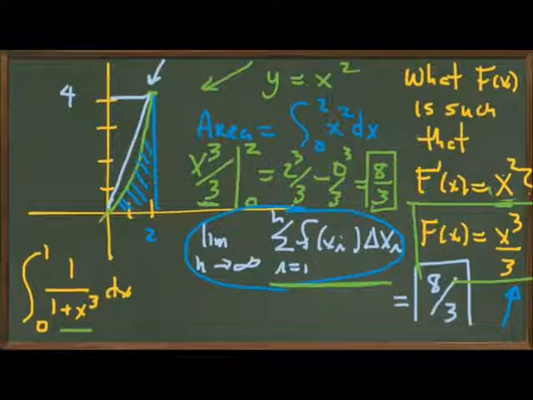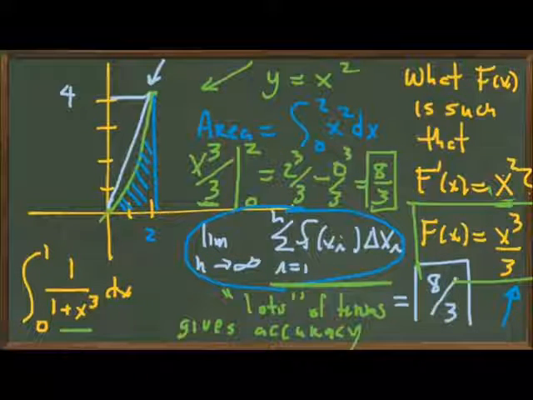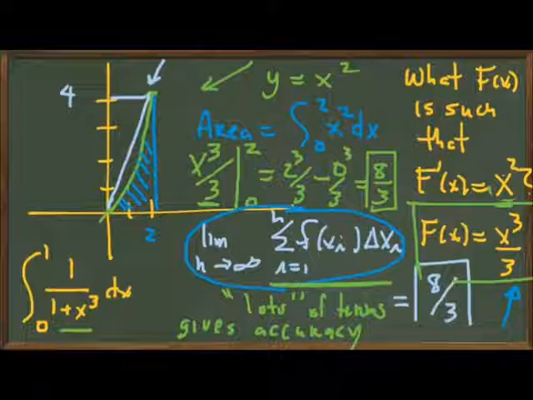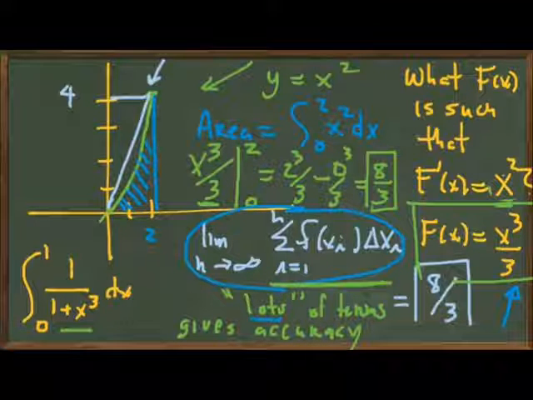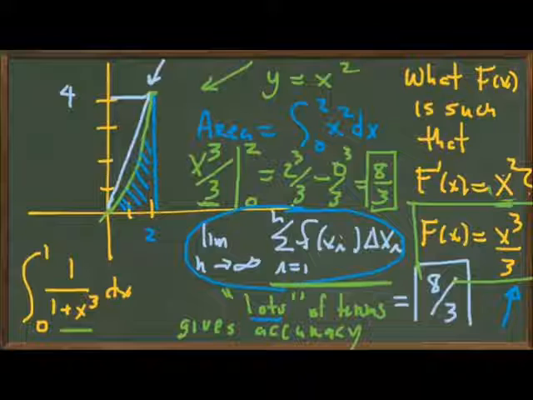We're not generally going to be able to take the limit as n goes to infinity, so we just get a lot of terms. And as we saw in the computer lab, if we get lots of terms, then we can get very good accuracy. In fact, we can get it as accurate as we want. We just have to set up a computer to give us enough terms.